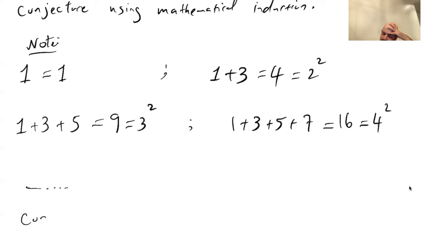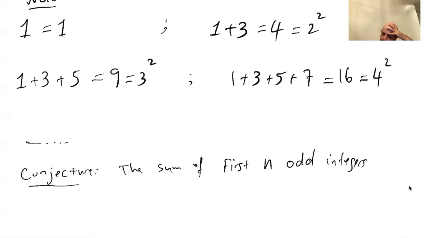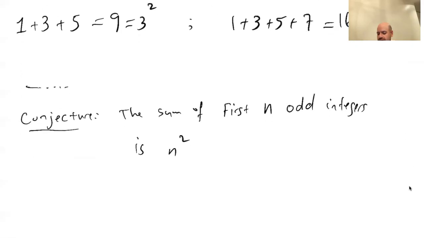So the conjecture that we can make based on this pattern is that the sum of the first n odd integers is n squared, right? The first two odd integers, the sum was 2 squared. First three odd integers, sum was 3 squared. And so on. The sum of the first n odd integers is n squared.